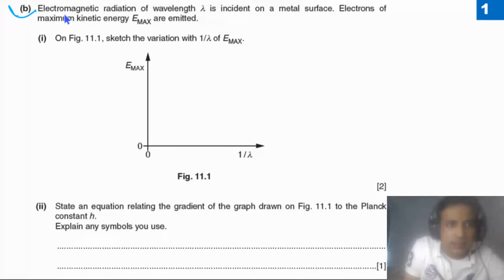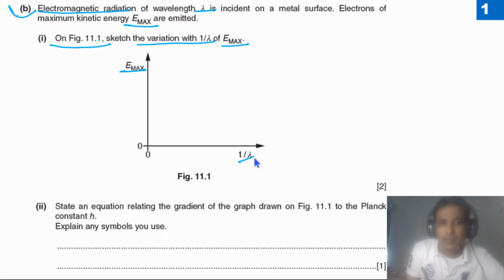Question says electromagnetic radiation of wavelength lambda is incident on a metal surface. Electrons of maximum kinetic energy Emax are emitted. On figure 11.1, sketch the variation with 1 over lambda of Emax. So simply we need to sketch the graph between Emax and 1 over lambda.